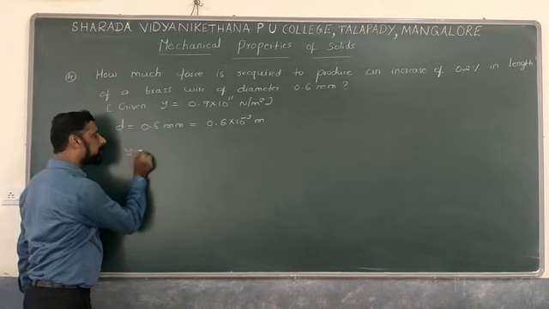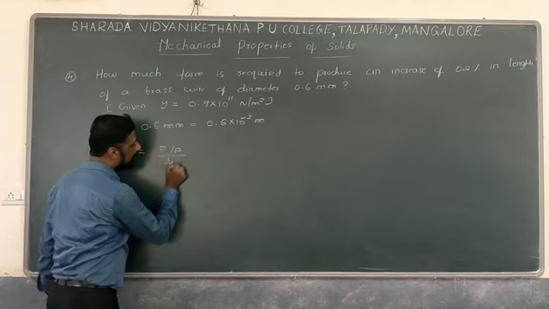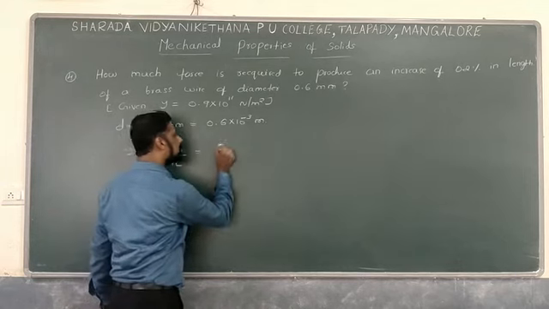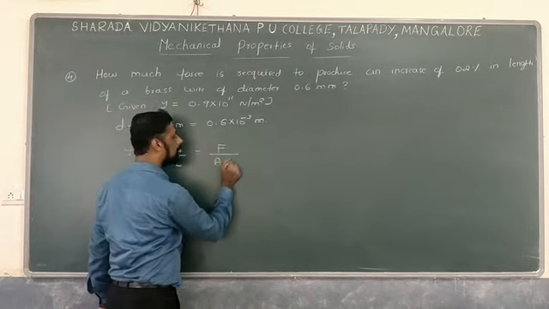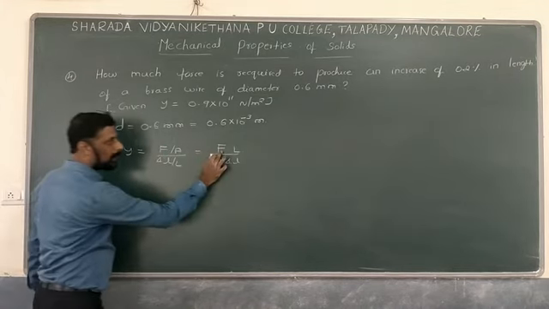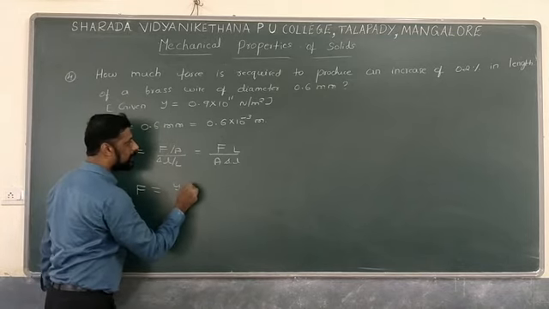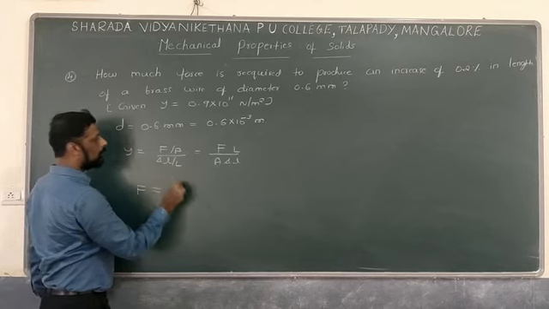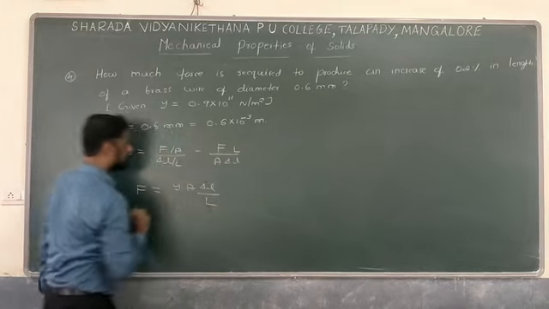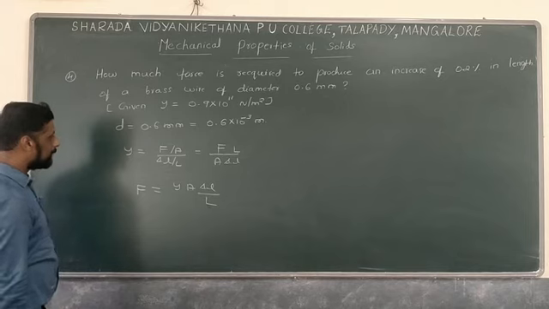So use the Young's modulus formula, that is Y is equal to F by A divided by delta L by L, that can be written as F by A into L in the numerator delta L. So you are asked to calculate the value of F here. Now rearrange the equation. F is equal to Y into A into delta L divided by L.